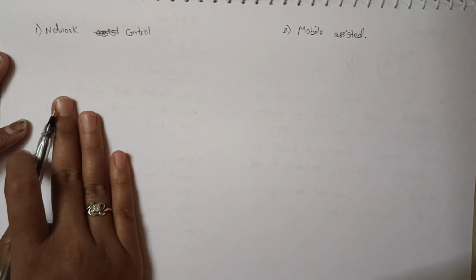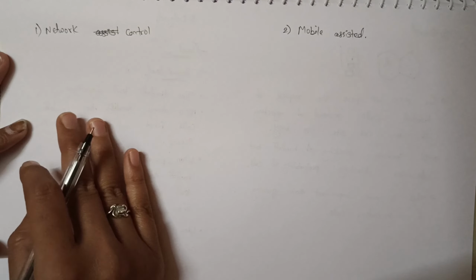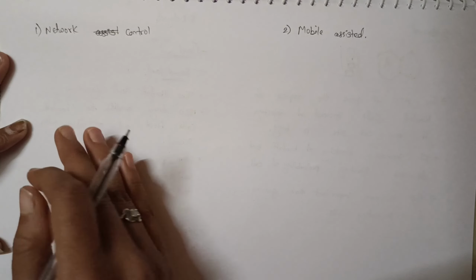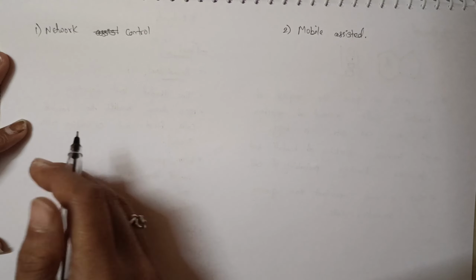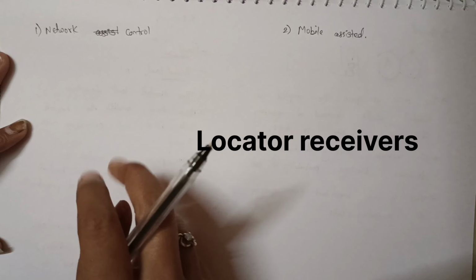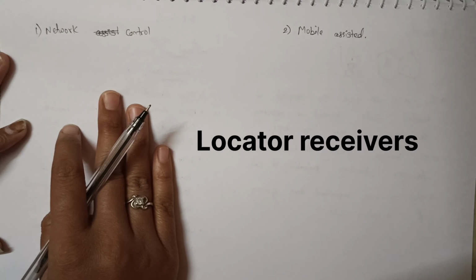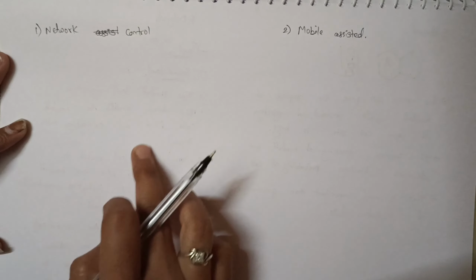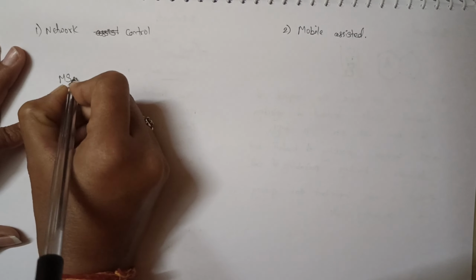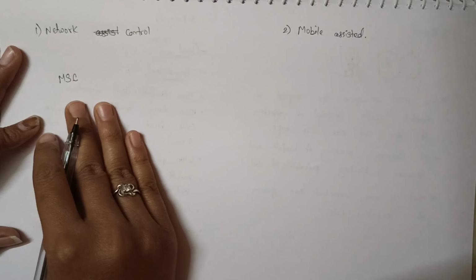Here the base station has to continuously determine the signal strength of each mobile and determine which mobile needs handoff. In base stations, there are locator receivers used to check the power levels of the phone in the neighboring base station. So here the MSC decides whether the handoff should be made or not.